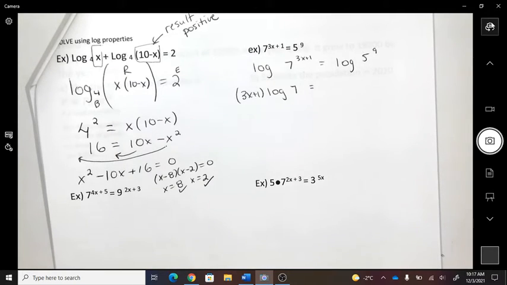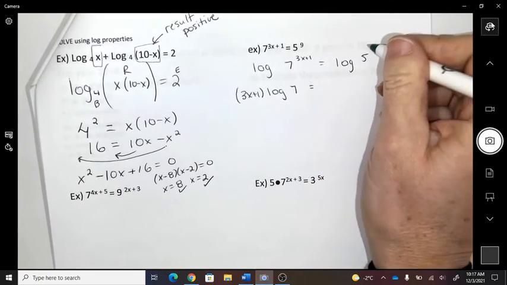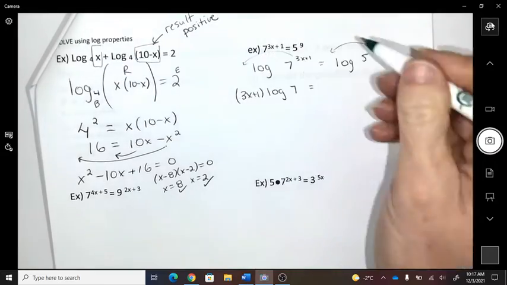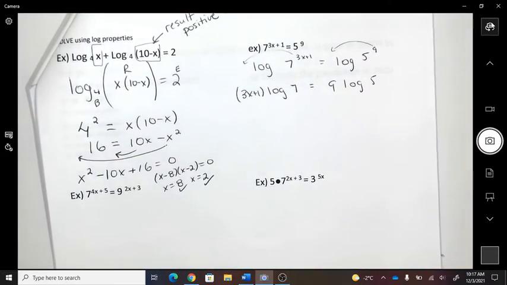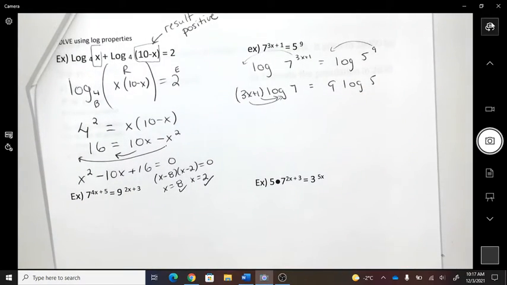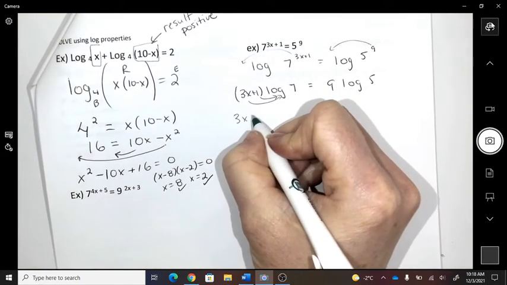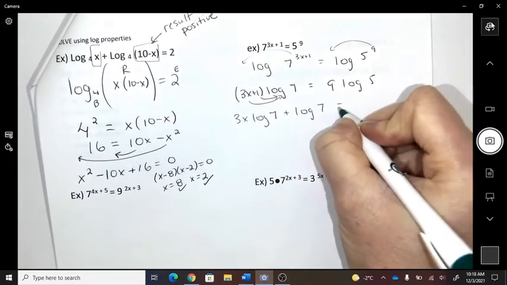And any rules I could apply onto the right side? Yep, I can move, again, I can move the exponent to the multiplier. Okay, so on the left side here, I'm going to have to distribute with brackets there. So can you work that out? So 3x log 7 plus 1 log 7.